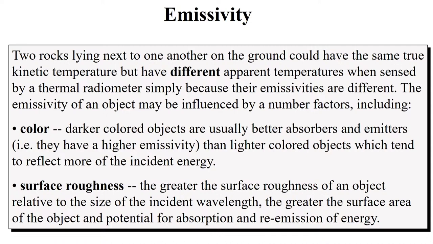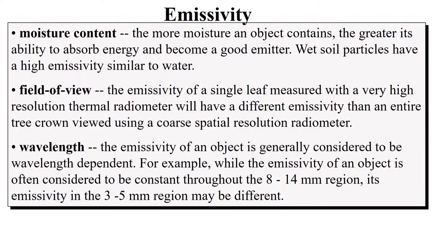The second factor is surface roughness. The greater the surface roughness of an object related to the size of the incident wavelength, the greater the surface area of the object and potential for absorption and re-emission of the energy. It means that a rough surface will have higher emissivity in comparison to smooth surfaces. Now the moisture content: if the moisture content is more, the absorption capability is greater, and finally those objects are going to emit the thermal radiation. So those are good emitters. So wet soil particles have a high emissivity similar to water.